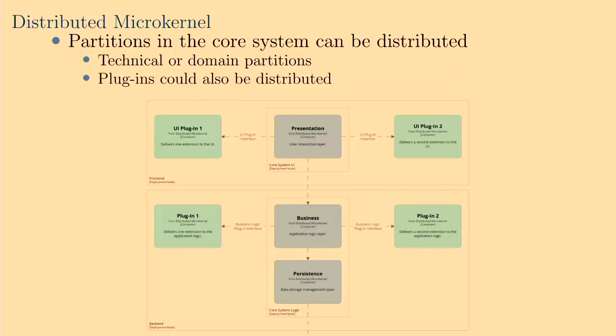We can have a distributed microkernel. Some plugins are easy to distribute. I can do all sorts of weird and wonderful things, which we're really not going to go into, like this example where front end and back end are distributed, and then the components in the back end could potentially be distributed as well, or the plugins in the back end could be distributed as well. So that was microkernel in a nutshell. Any questions?